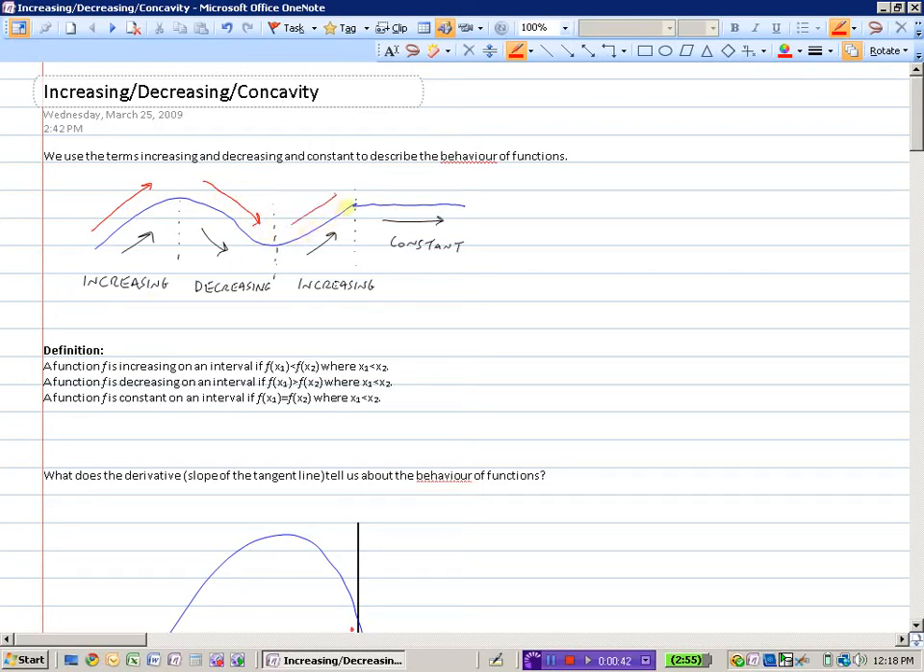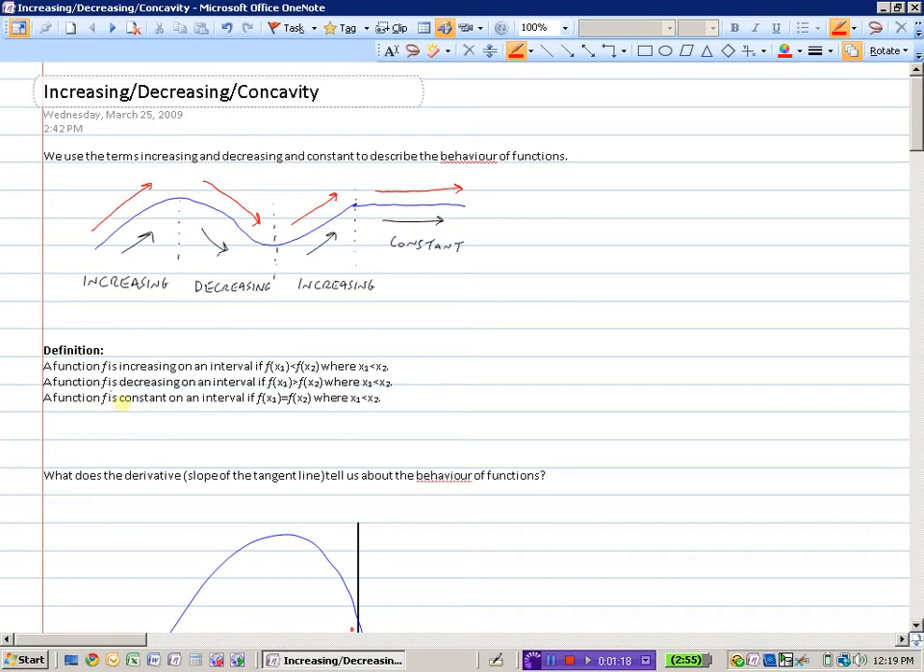So here our function increases again on that interval. And then here we have an interval where the function is constant. That is, the y value is not increasing or decreasing. So very simply, as a definition, a function f is increasing on an interval if f of x1, that's your y value, is smaller than f of x2, that's the other y value, where x2 is greater than x1. So in other words, the y values are getting larger as we move to the right.